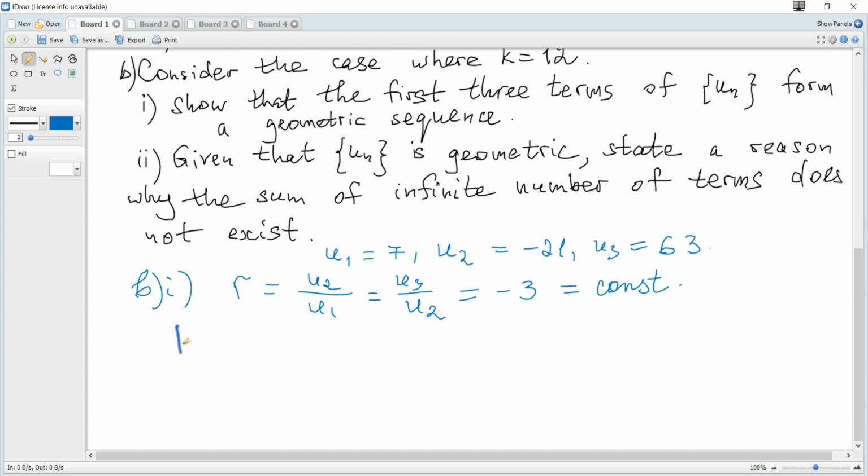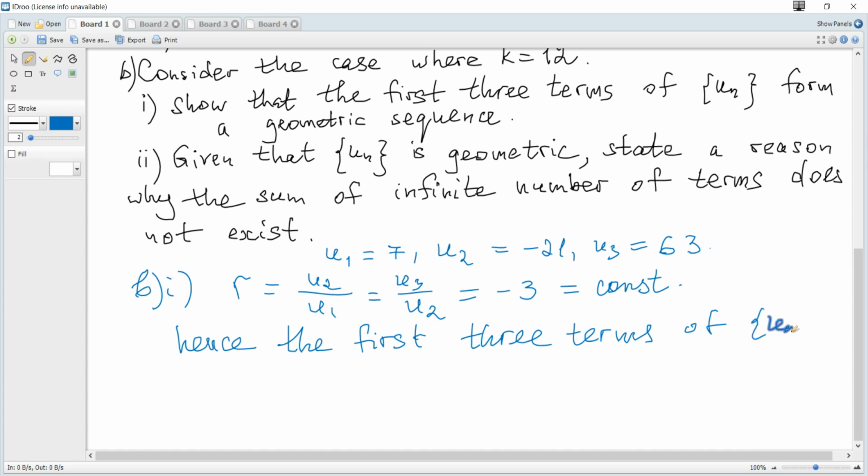And hence the first three terms of un form a geometric sequence.